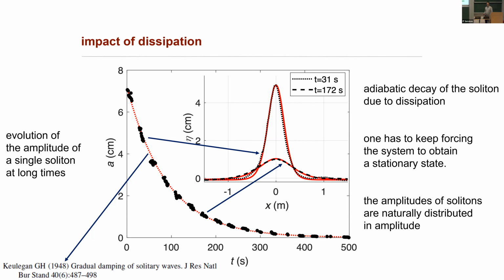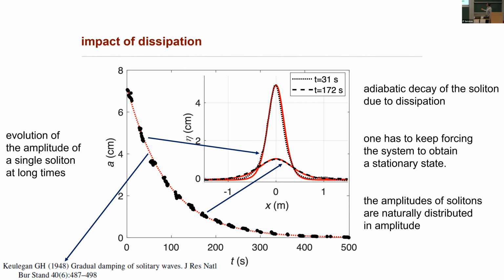The first thing I want to emphasize here is that real life is not really integrable. There is dissipation in experiments. You can see that here, it's a plot of the amplitude of a single soliton going back and forth in the flume as a function of time. You see that the amplitude is clearly decaying over a relatively long time. It's almost 10 minutes here, but it starts at 7 centimeters and goes down to millimeter scale. And this is just viscosity on the walls, on the bottom and the side walls, as was calculated by Keulegan in the 40s.